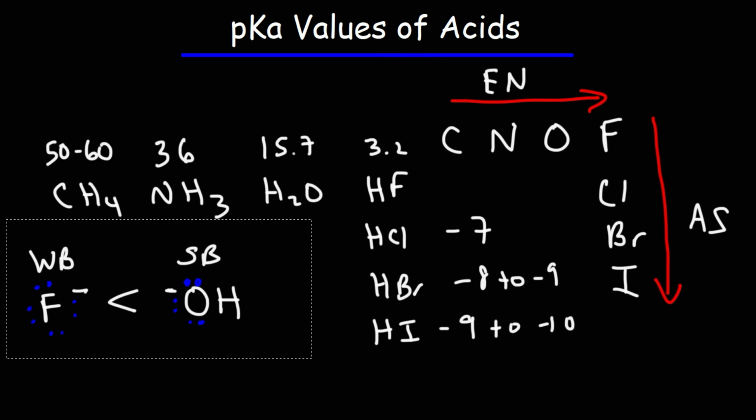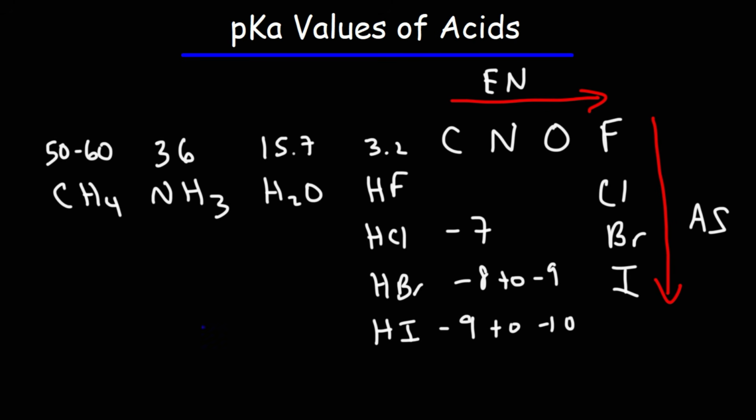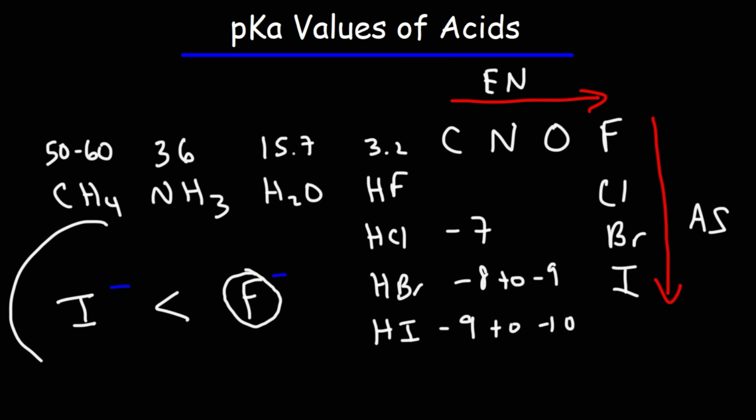Now, as we go down, atomic size plays a role. So HI is a stronger acid than HF. That means that iodide is a weaker base than F minus. Now fluoride is more electronegative than iodide. So you would think it can handle the negative charge better, but the atomic size is not the same. Fluoride is a very small ion. Iodide is a massive ion. It's huge relative to fluoride.